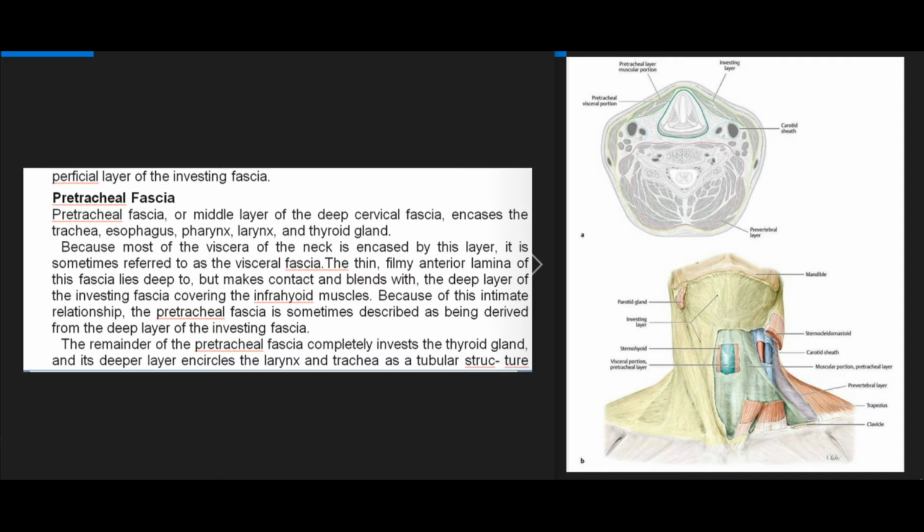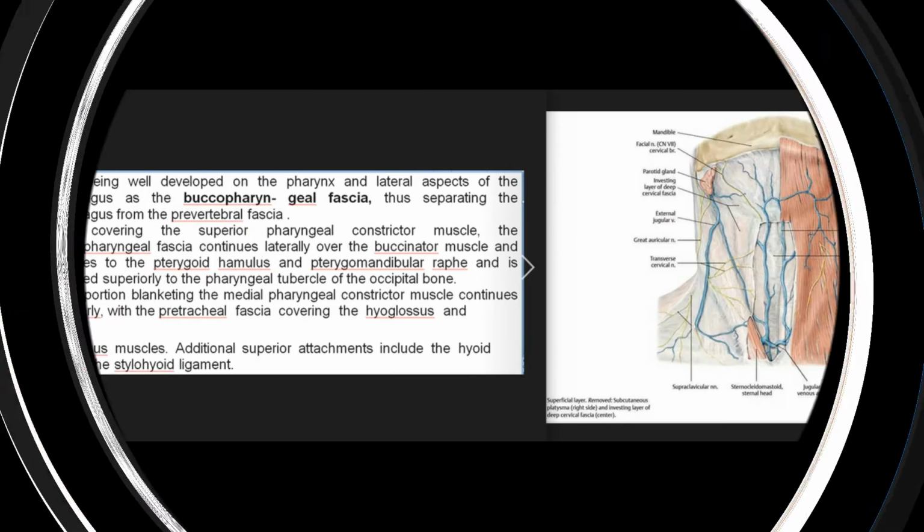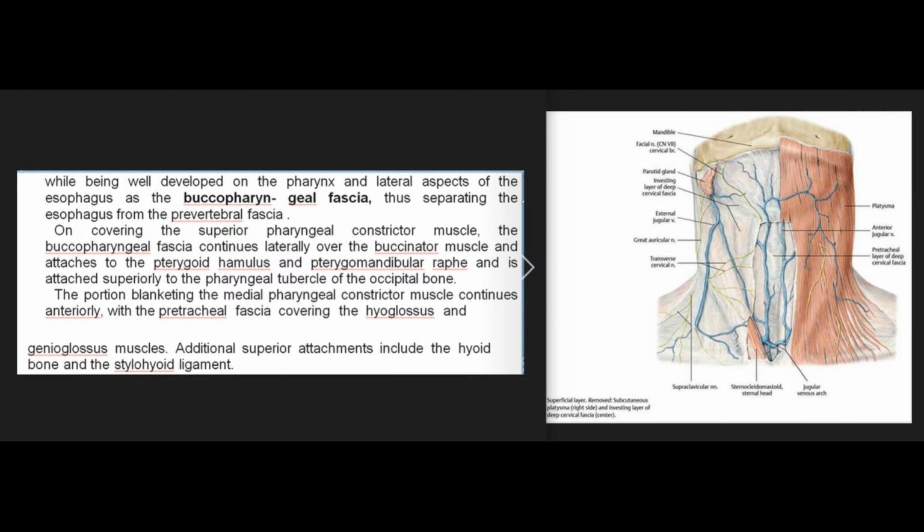investing fascia. The remainder of the pretracheal fascia completely invests the thyroid gland, and its deeper layer encircles the larynx and trachea as a tubular structure while being well developed on the pharynx and lateral aspects of the esophagus as the buccopharyngeal fascia, thus separating the esophagus from the prevertebral fascia. On covering the superior pharyngeal constrictor muscle, the buccopharyngeal fascia continues laterally over the buccinator muscle and attaches to the pterygoid hamulus and pterygomandibular raphe and is attached superiorly to the pharyngeal tubercle of the occipital bone.